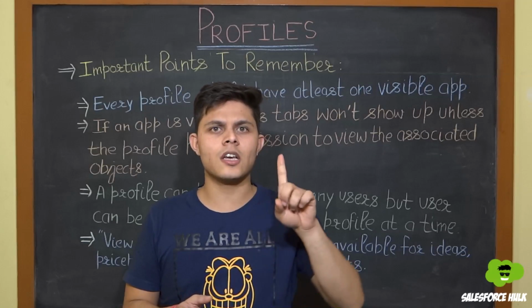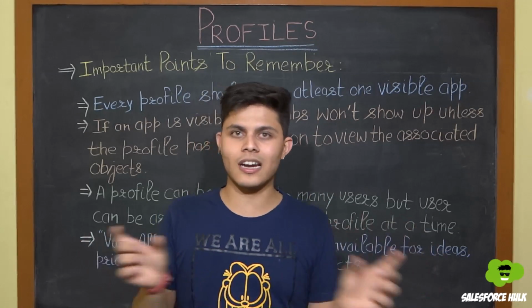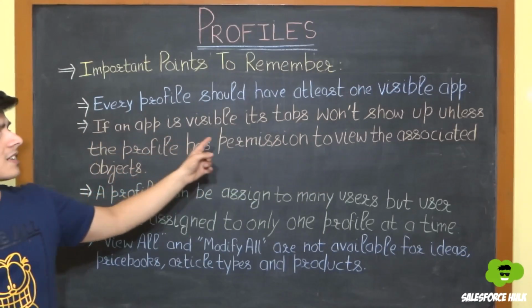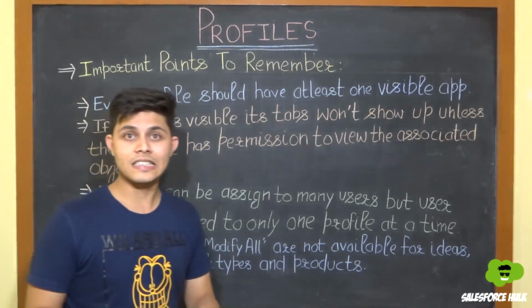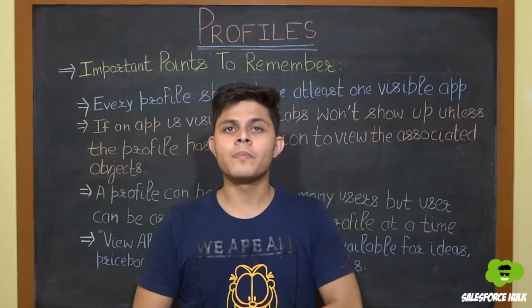He should have at least one visible app available to that profile so that he can do something in your Salesforce org. Now let's see the second point. If an app is visible, its tab won't show up unless the profile has permissions to view the associated objects. Yes, obviously.